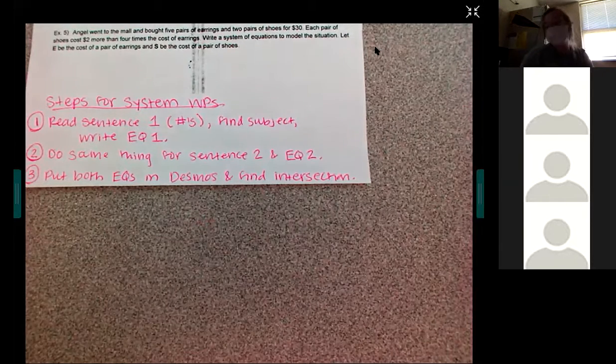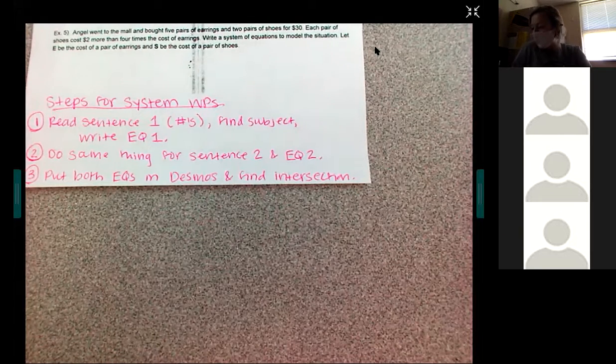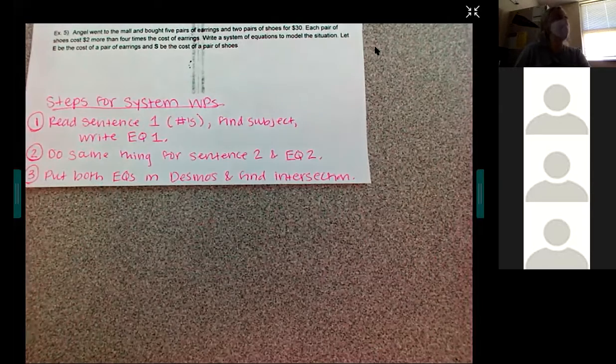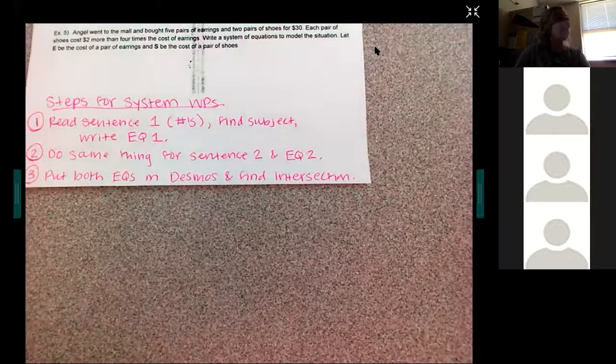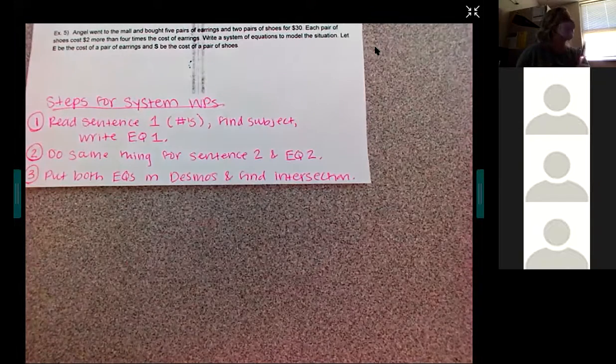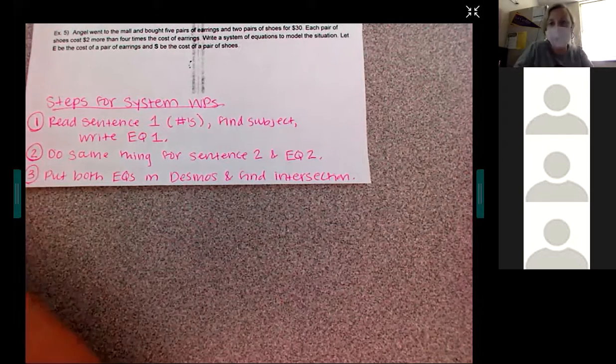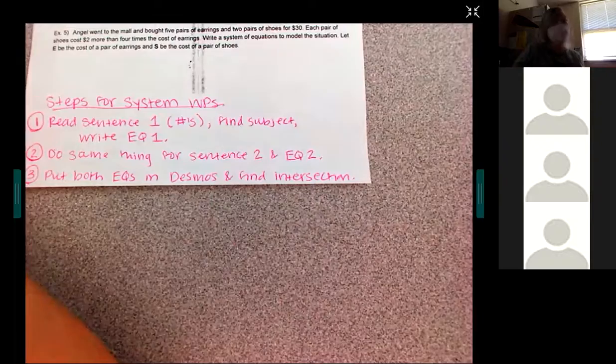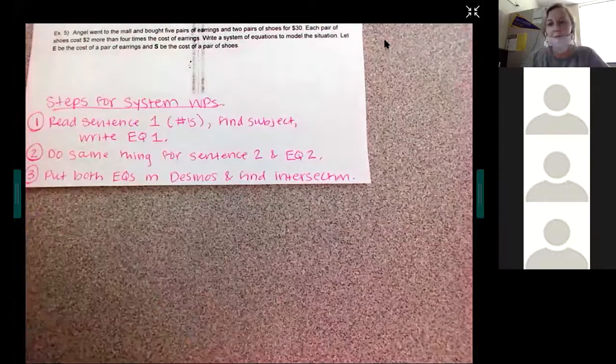And I don't even think I need to do all the examples. System word problems. I liked system word problems because I also liked English. So I liked being able to pick out the subject. Because a lot of times math and English aren't super related. So I liked this. What's up, sweetie? Intersection. It's because I was running out of room. I tried to squeeze it. Put both equations in Desmos and find the intersection. Does anybody have any questions on the steps? They're being wild in here today.